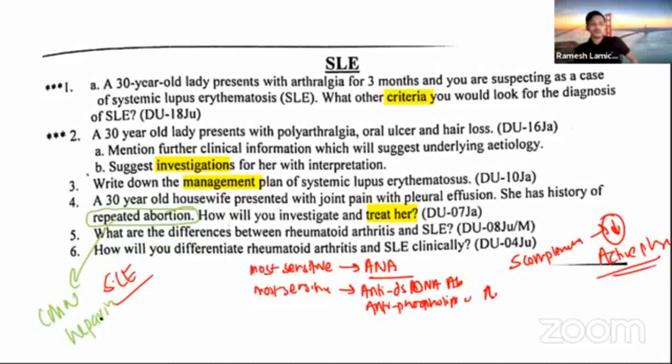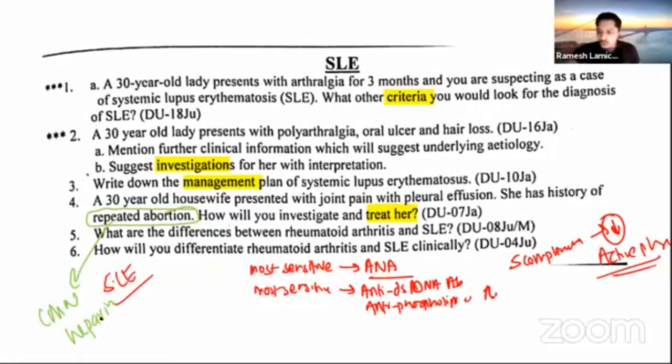Now, how can rheumatoid arthritis and SLE be differentiated clinically? SLE will bring typical features like malar rash, discoid rash, photosensitivity, right? There may be neurological symptoms like psychiatric symptoms. This is the feature of SLE. Rheumatoid arthritis will usually bring arthritis features and hand deformities, like boutonniere deformity, swan neck deformity, ulnar deviation, and Z-deformity of the thumb, right? These features will come, and the patient may also have rheumatoid nodules. So this is how you can differentiate between rheumatoid arthritis and SLE.